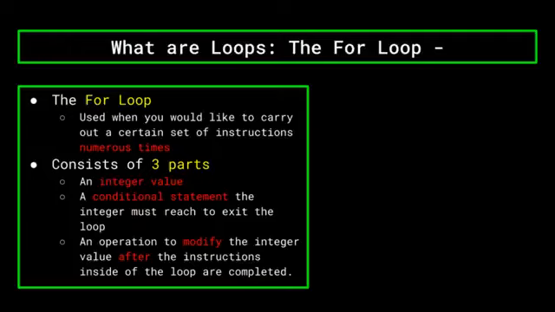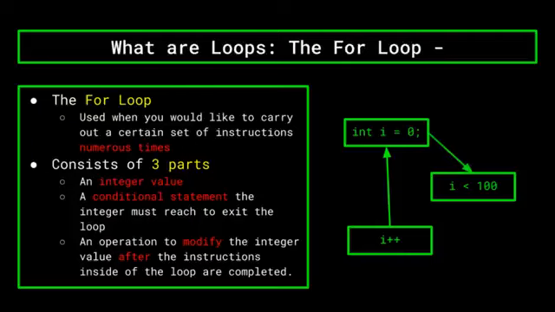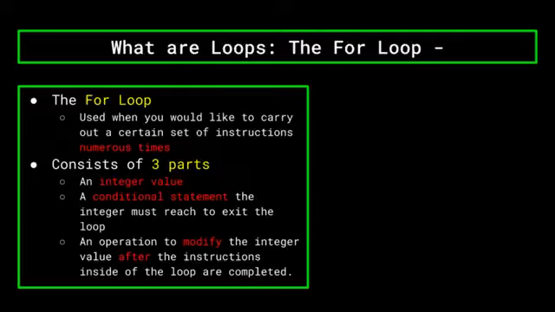The syntax for a for loop varies depending on the language, however it usually consists of 3 parts: an integer value, a condition which the integer value must meet in order to continue the loop, and an operation to modify the integer value after the instructions inside of the loop are completed. Each time the for loop runs, the operation you set will be performed on the integer, and as long as that integer still meets the condition you set, usually being greater than or less than a constant value, the for loop will continue to run. Eventually, when the integer has been modified by either increasing or decreasing it to the point where it no longer meets the condition, the for loop will terminate and the code will continue to run.